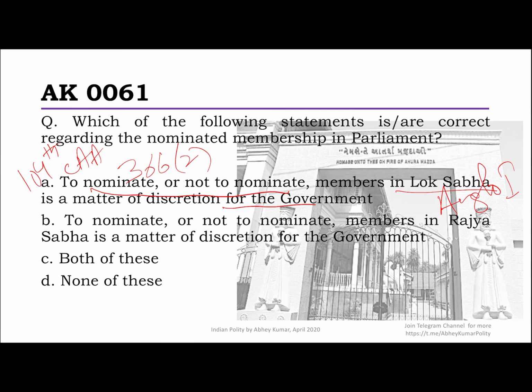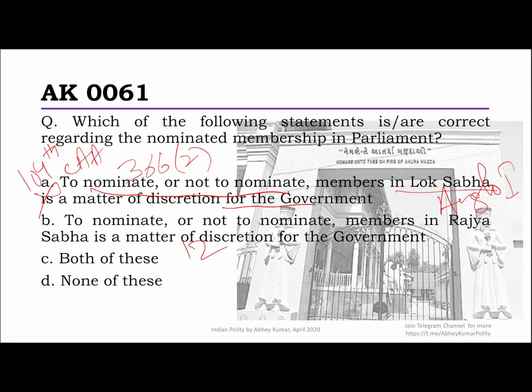Second statement says to nominate or not to nominate members in the Rajya Sabha is a matter of discretion for the government. We know there are 12 members to be nominated by the President of India. Is that on the discretion or not of the government? That means if they want, they will nominate, otherwise they will not.